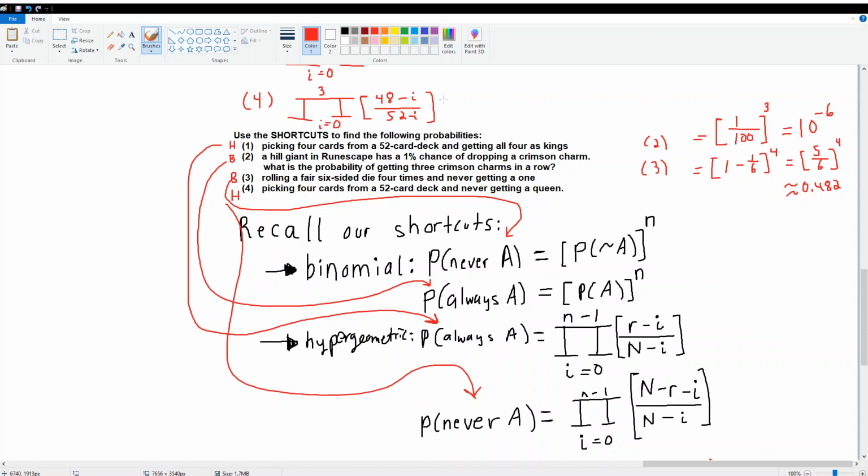Now, let's go ahead and expand this out. Our first one, we start with I equals 0. 48 minus 0 is going to be 48. 52 minus 0 is 52. Next one, we're incrementing I to 1. Now we're doing I equals 1. 48 minus 1 is 47. 52 minus 1 is 51. Now we're going to go to I equals 2. 48 minus 2, 46. 52 minus 2 is 50. And then finally, we have I equals 3. So 48 minus 3 is 45. And then 52 minus 3 is going to be 49.